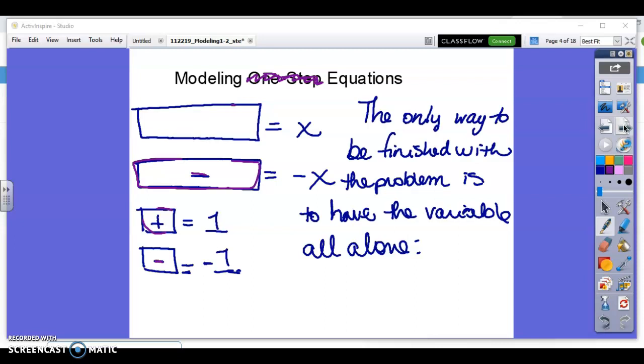So the only other thing I want you to write down is this says, the only way to be finished with the problem is if you have the variable all alone. It doesn't matter what the variable is, and it doesn't matter what side it's on, as long as you get x equals something. It could even be on the other side, or it could be a y or a z or an r. It doesn't matter what the letter is or what side it's on. All that matters is that it is the only thing on that side of the equal sign.